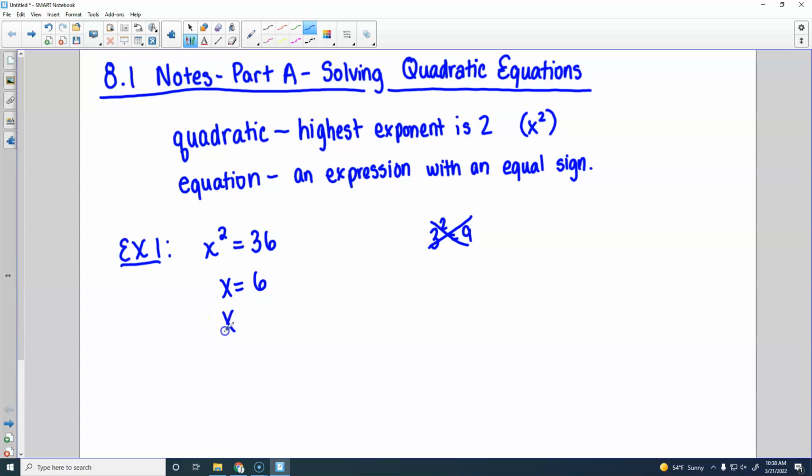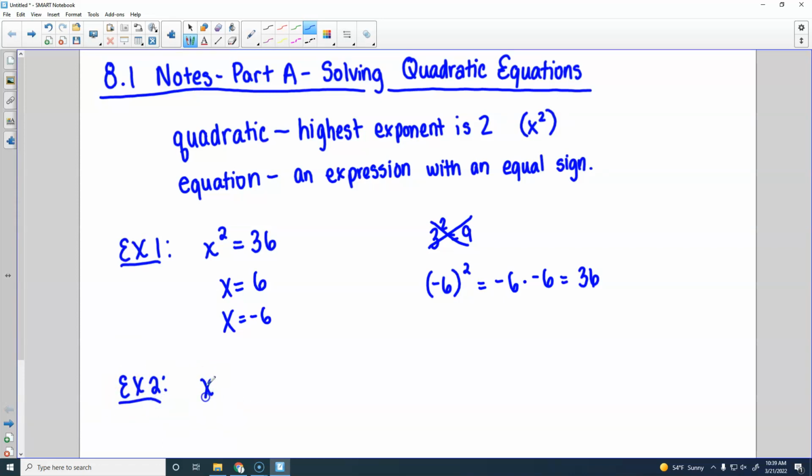Oh, Presley has said -6. -6 squared. Now, if you put it in your calculator, you've got to have parentheses around it. It would be -6 times -6, and negative times negative gives you a positive. So 36 there. So, whenever you have something squared, so let's do a second example here.